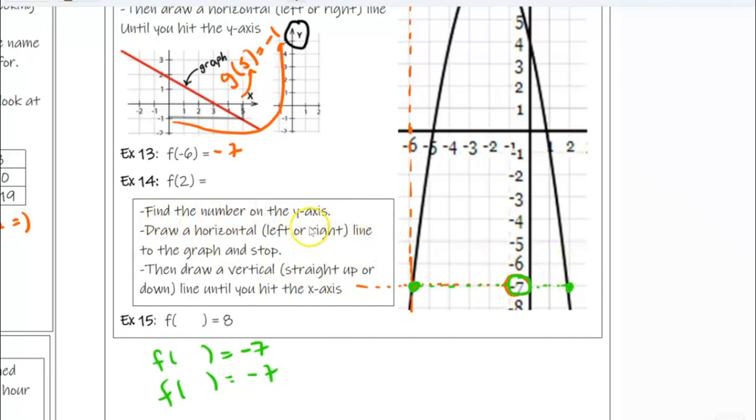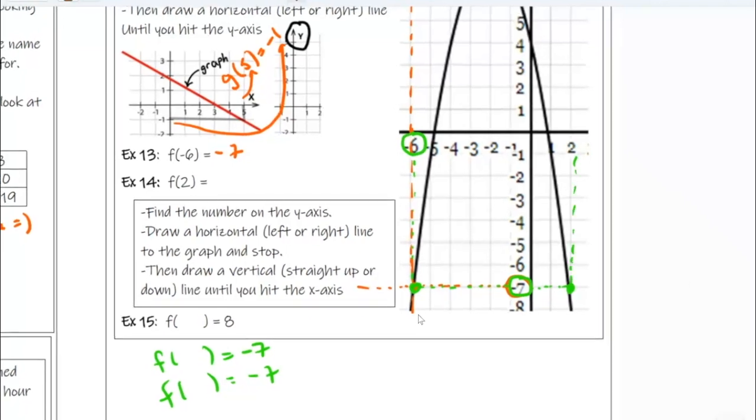So find the number on the y-axis, draw horizontal left or right to hit the graph and stop. So I've done that. And then draw a vertical line straight up or down until you hit the x-axis. So again, I can't go down this way because I'm never going to hit the x-axis. I have to go up. So if I go up, I hit -6. And over here where I also hit the graph, if I go up, I hit 2. So my input to give me my output is either -6 or 2. Both of these will give me -7 because if my input is -6, I go to the graph and go to the x-axis, go down to the graph, go to the y-axis, -7. If my input was 2, go down to the graph. When I hit the graph, go to the y-axis, is -7. So both of these give me -7.